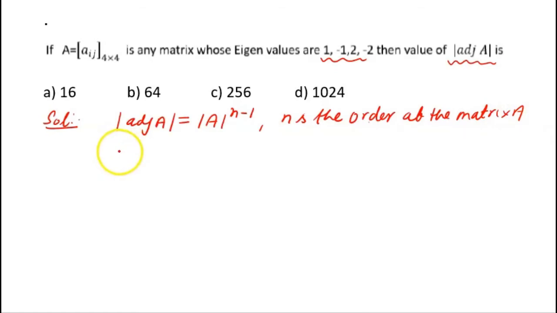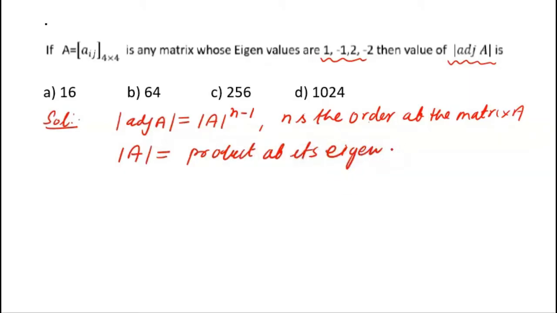Second concept that we are going to use, that determinant of a matrix A is equal to the product of its eigenvalues. So in the first problem itself, we learnt two new concepts. So determinant of A is product of its eigenvalues. So first of all, if I have to calculate the determinant of A, I am going to take the product of these eigenvalues, that is 1, minus 1, 2 and minus 2.